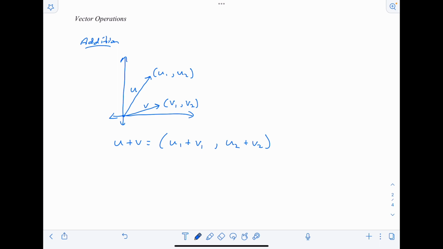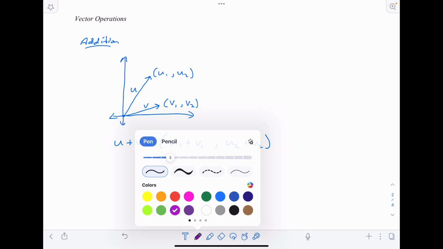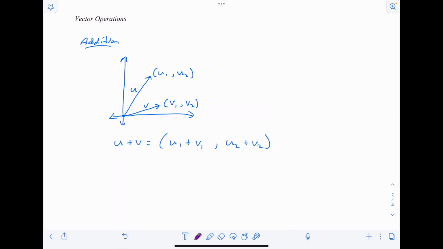If we had more terms, if we were in 3 dimensions or 4 dimensions or 5 dimensions, we would just do the same thing. We'd add the first components, add the second components, the third components, and so on. Obviously, if I had 3 or more vectors, we would just add all of the components in the same position together.